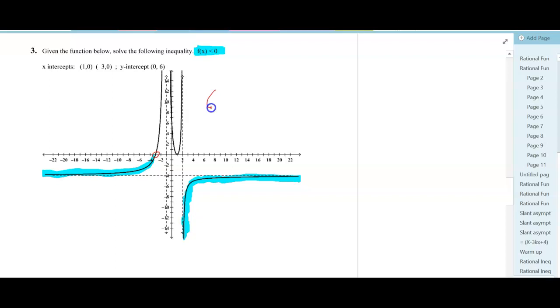So the interval would be -infinity up to that x-intercept, which is -3. It cannot include it. Union from 2 to infinity.